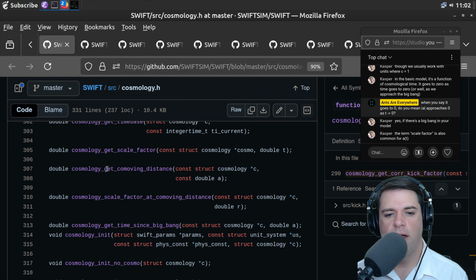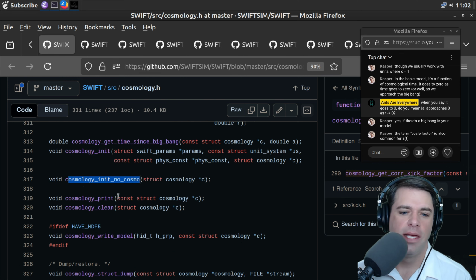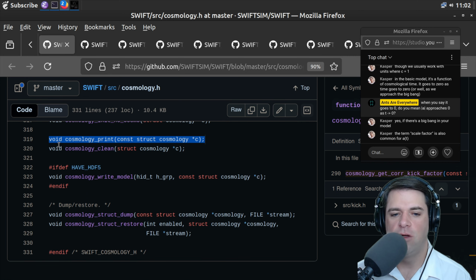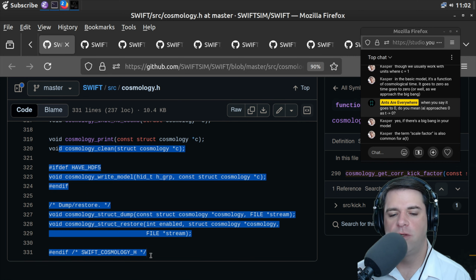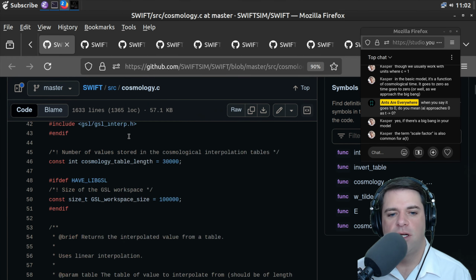Delta time, get time base. Cosmology init, no Cosmo. I don't know what no Cosmo is. And then you can pretty print, I guess, your cosmology stuff. And you can write the model. You can dump the struct and restore it. And then here's cosmology.c.